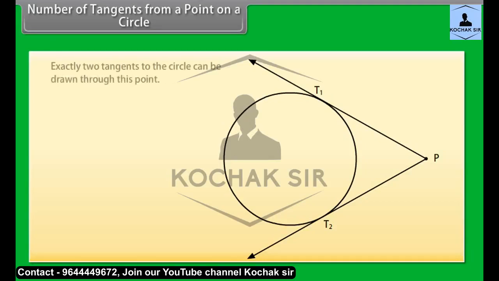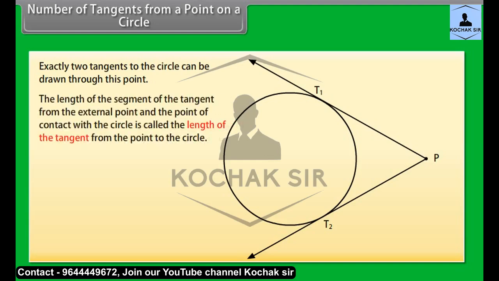We can find that exactly two tangents to the circle can be drawn through this point. The length of the segment of the tangent from the external point to the point of contact with the circle is called the length of the tangent from the point to the circle. Here PT1 and PT2 are the lengths of the tangents from P to the circle. The lengths PT1 and PT2 have a common property which we will learn on the next screen.